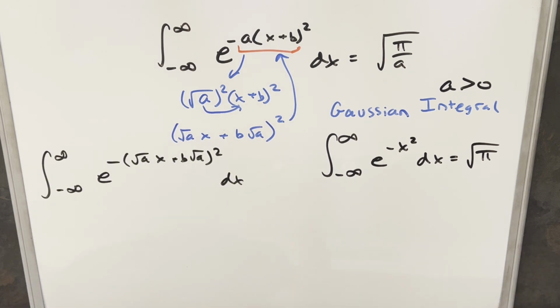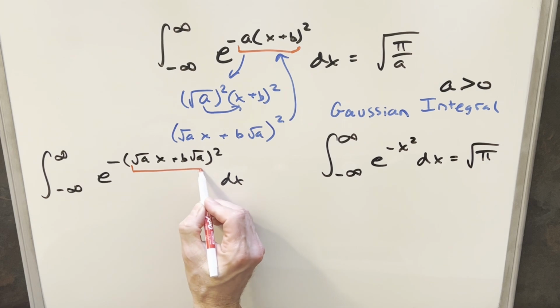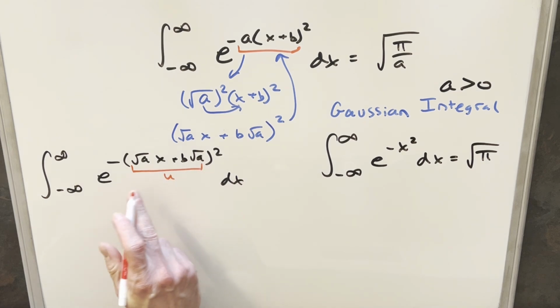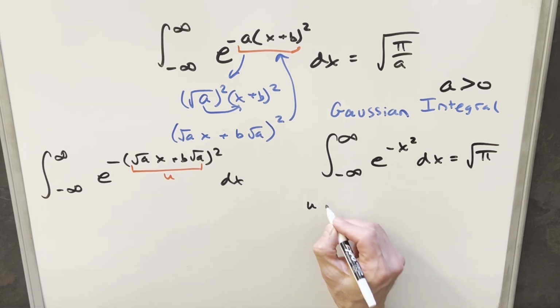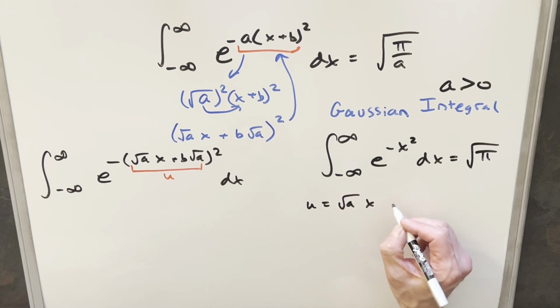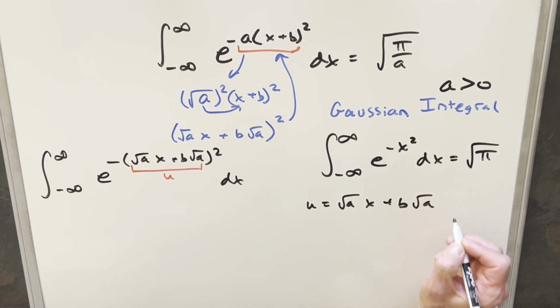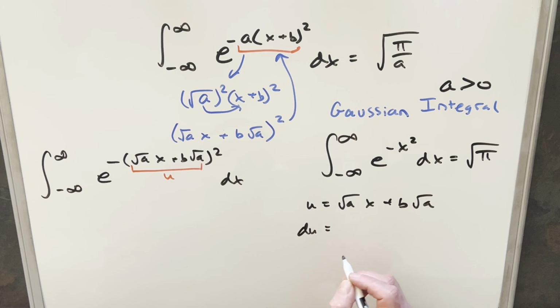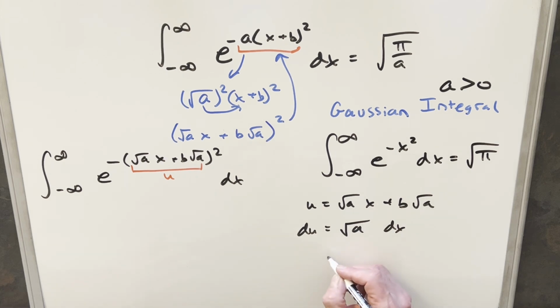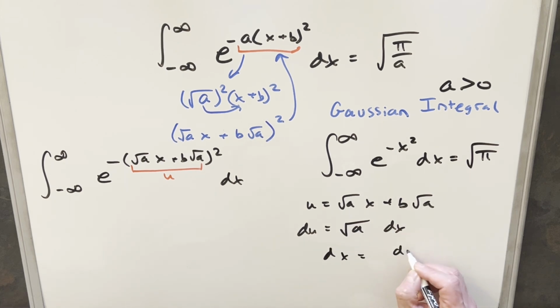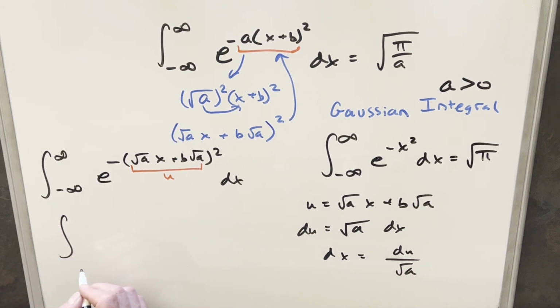But now from here, we'll do a u substitution. If I substitute my u for all this stuff, now the integral is going to look a lot like what we have over here. So let's write this all out. We'll have our u equal to square root of a x plus b square root of a. I'll take a derivative. du, the b term is just going to be 0, so all we're left with is square root of a dx. And I think I'll solve for dx, so we can write dx as du over square root of a. So now we'll go ahead with this and make a substitution.